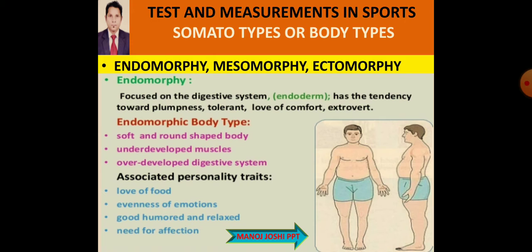They like to have more comfort, they love comfort, and they are extrovert. The endomorphic body type has a soft and round-shaped body, underdeveloped muscles and an overdeveloped digestive system. That's why these people love food, they love to eat.